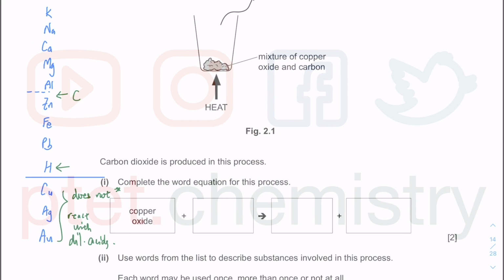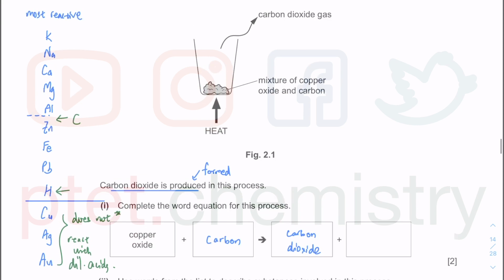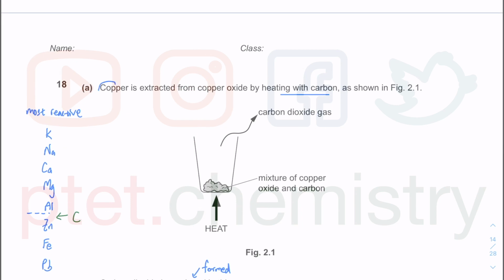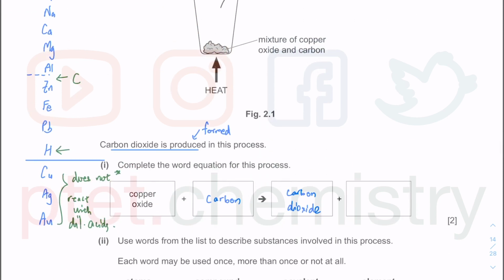So what I'll get is copper oxide plus carbon. Read the question. Carbon dioxide is produced. Produce means form. So you get carbon dioxide on the right hand side because that's the product. But what else do you get? Copper is extracted, so you get copper out as the product as well. They're just one word equation, so I don't need any balanced equation whatsoever. Essentially, the carbon steals away the oxygen and therefore forms carbon dioxide, and the copper oxide loses the oxygen to the carbon, and you just get the copper metal.